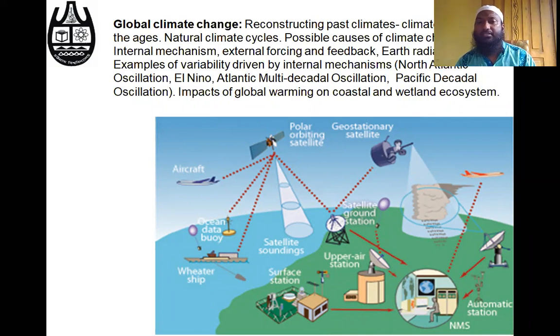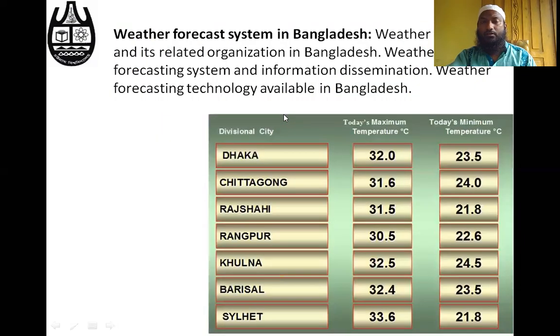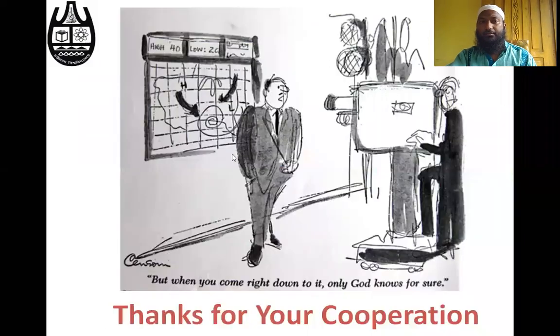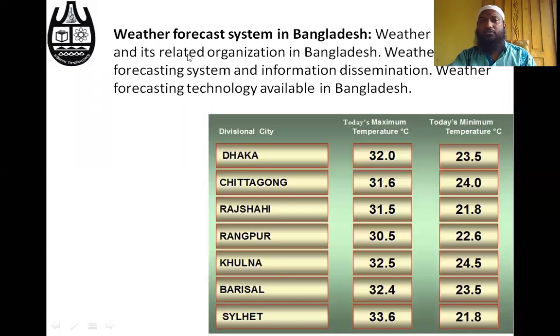And later in this chapter, again, we are going to discuss global warming and climate change impact. We can come together and discuss the impacts of them on coastal and wetland ecosystem, as in the previous chapter. Then in the last chapter, we are going to discuss the weather forecast system in Bangladesh.